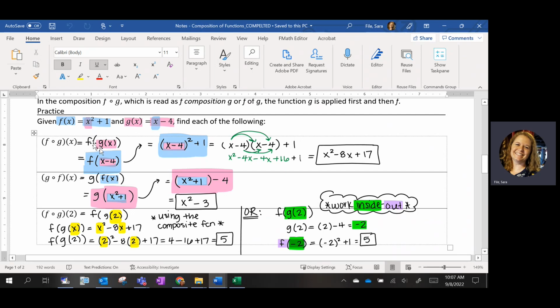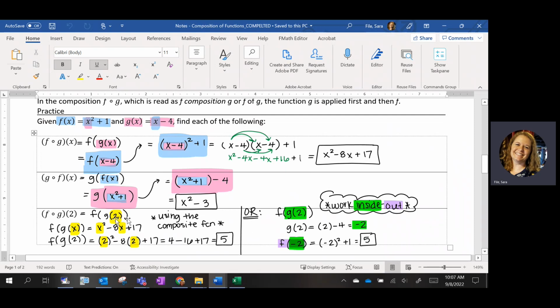We did f of g of x, g of f of x, and we talked about how those do not come out the same. That is not a commutative property. It is different if f versus g is the outer and inner function. And then we talked about when you have f of g or g of f of a specific value. We talked about a couple different ways to solve that.